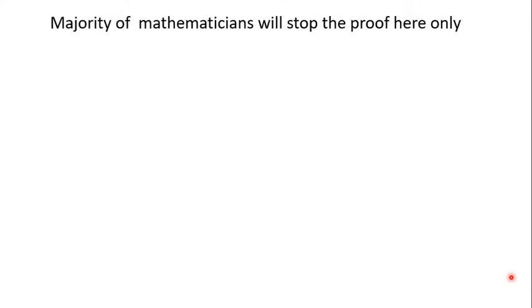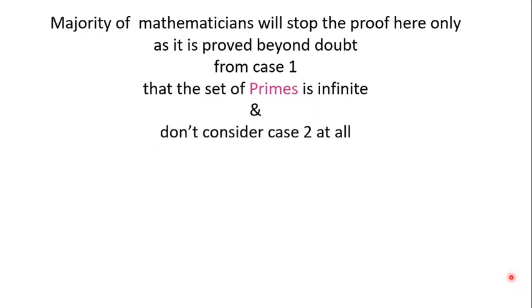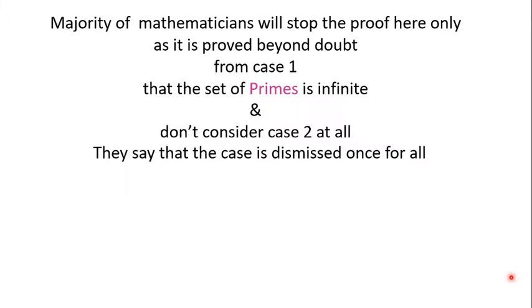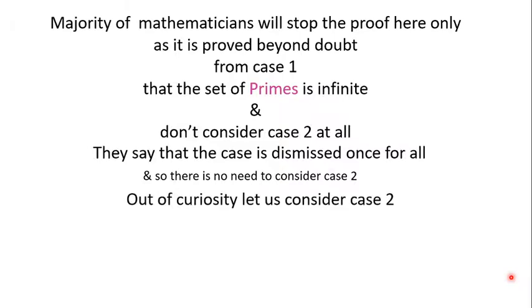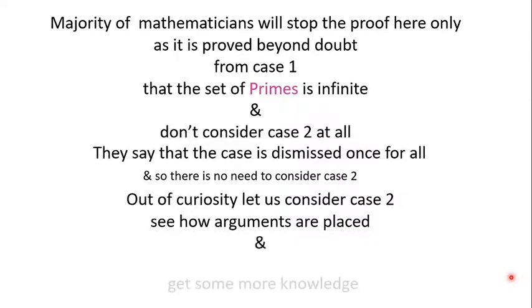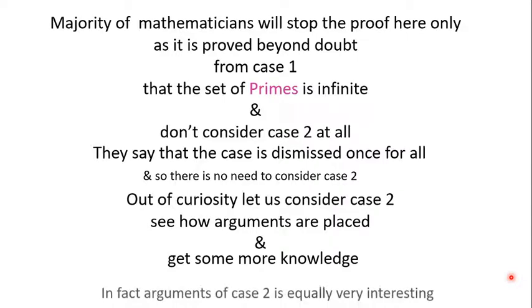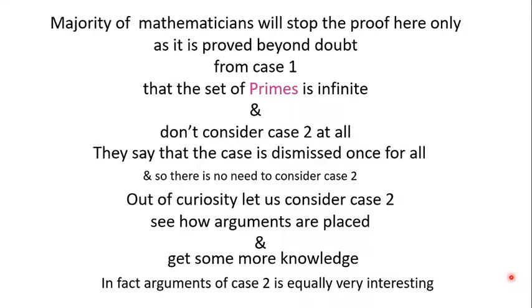Majority of mathematicians will stop the proof here only, as it is proved beyond doubt from case 1 that the set of primes is infinite. Okay, and don't consider case 2 at all. They say the case is dismissed once for all, and so there is no need to consider case 2. Out of curiosity, let us consider case 2 and see how arguments are placed and get some more knowledge. In fact, the arguments of case 2 are equally very, very interesting.